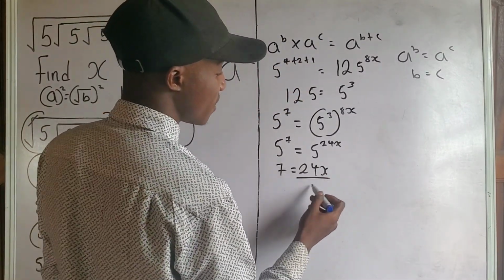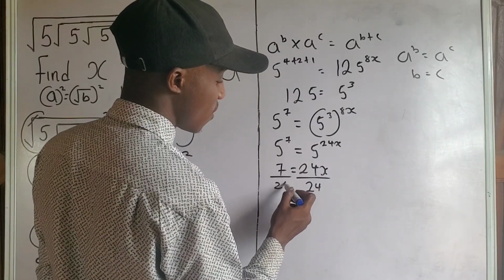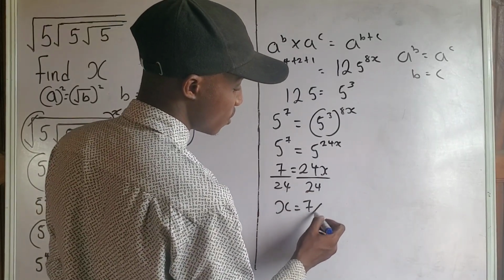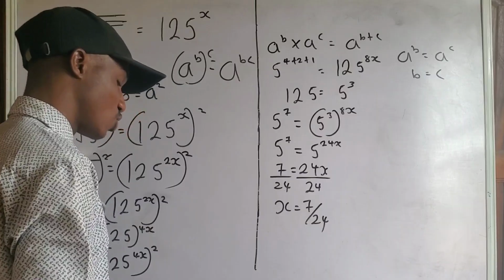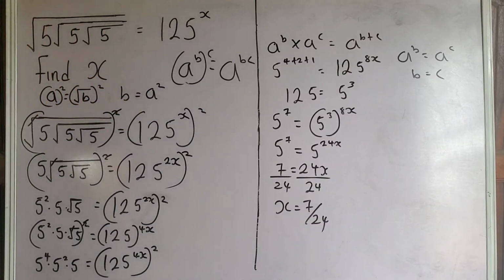Okay, to get the value of x, divide by 24. This over 24, x equals 7 over 24, which is the solution to that question. Do you understand? Okay, so I'm very sure if you come across this kind of question in exam, you'll be able to solve it.